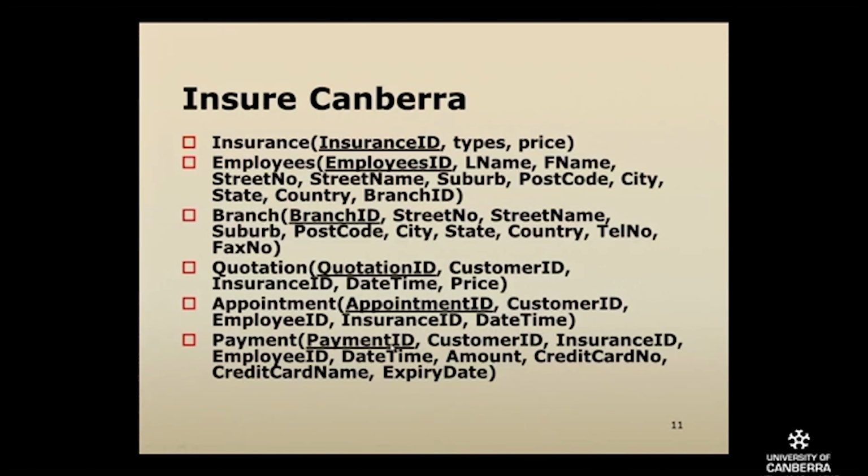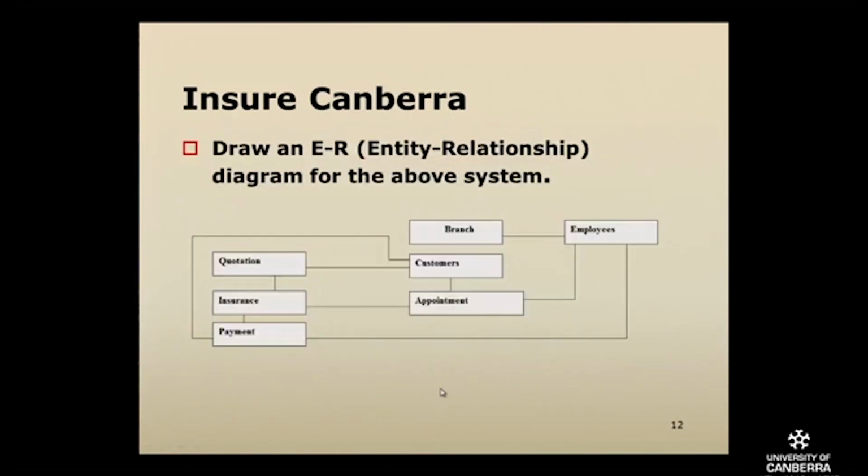Payment ID, who paid it, the customer ID, for which type of product, insurance ID, who processed it, the employee ID, date and time of the payment, amount that the person paid, credit card number, name, expiry date. I don't expect you to be able to do this, but I just want you to see a scenario and a solution. Yes?